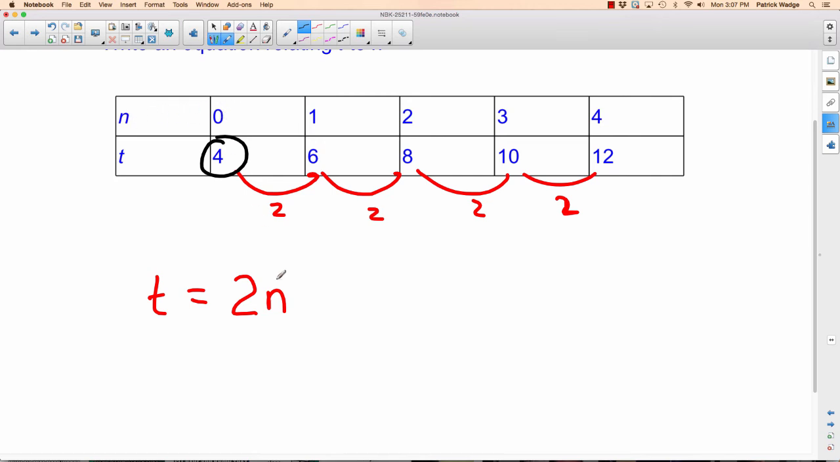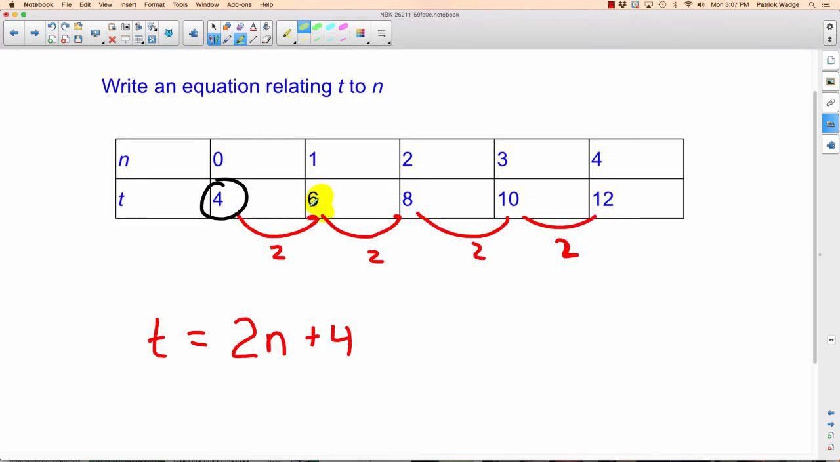I'm going to plug 0 into the n. 2 times 0 is 0. But I don't want to have 0. I want to have 4. So what do I still need to do if I'm at 0 and I want to get 4? I better add 4. Okay, there's my formula. Maybe. Let's see if it works.